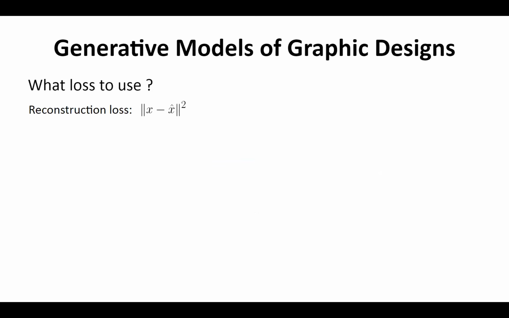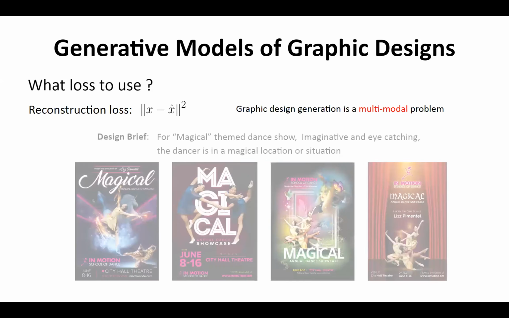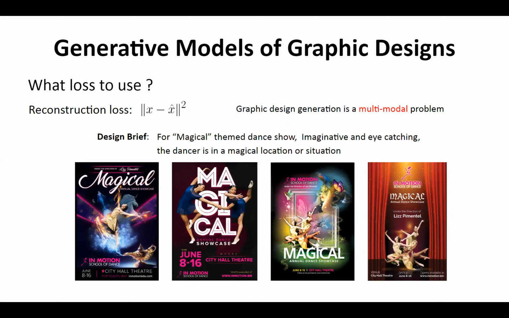The second problem is what loss to use. A naive choice is a reconstruction loss that measures the difference between generated designs and the ground truth. However, graphic design generation is uncertain. To see this, I show an example from a design crowdsourcing platform where designers are given a brief description of the requirement from a customer and upload their created designs. As we can see from this example, although given the same inputs, different designers tend to produce quite different designs.